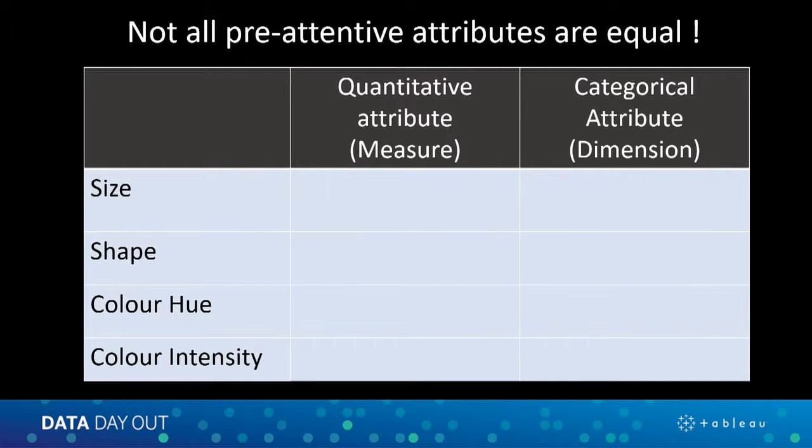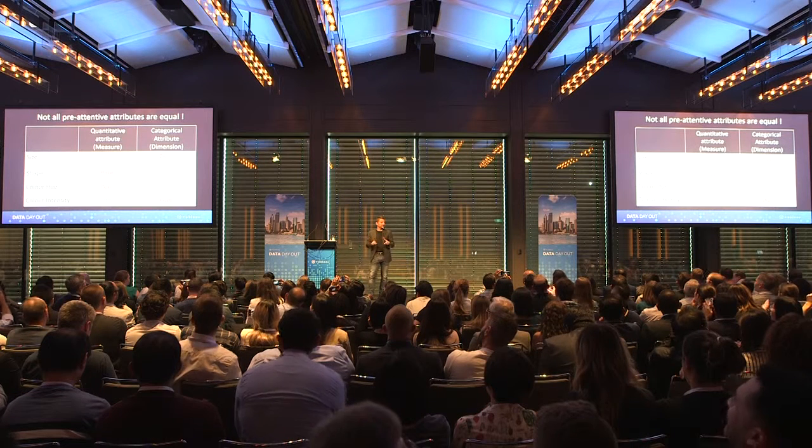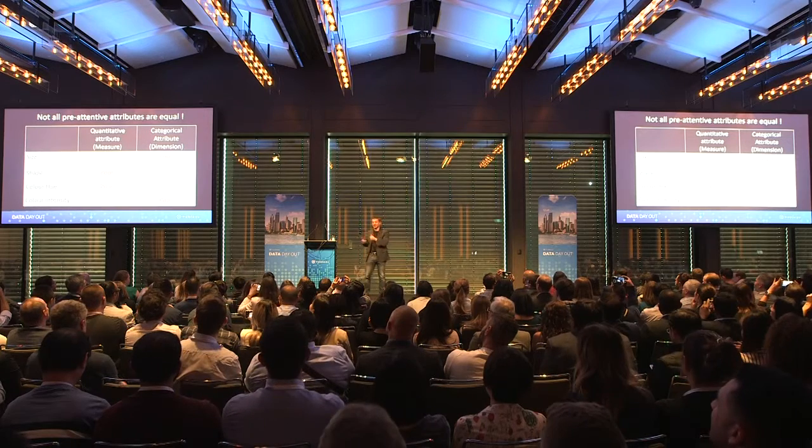Then depending on what you want to show, some are better than others. Sometimes you want to show something which is quantitative, which is typically a measure. Sometimes you want to show something which is like a category, which is typically a dimension in Tableau. So for measure, size and color intensity are good. The other ones are not so good. For category or dimension, shape and color hue are good, the other ones are not so good. Actually, it's good that I see everybody take this picture, because my joke was saying, you can take a picture now before I move to the next slide.